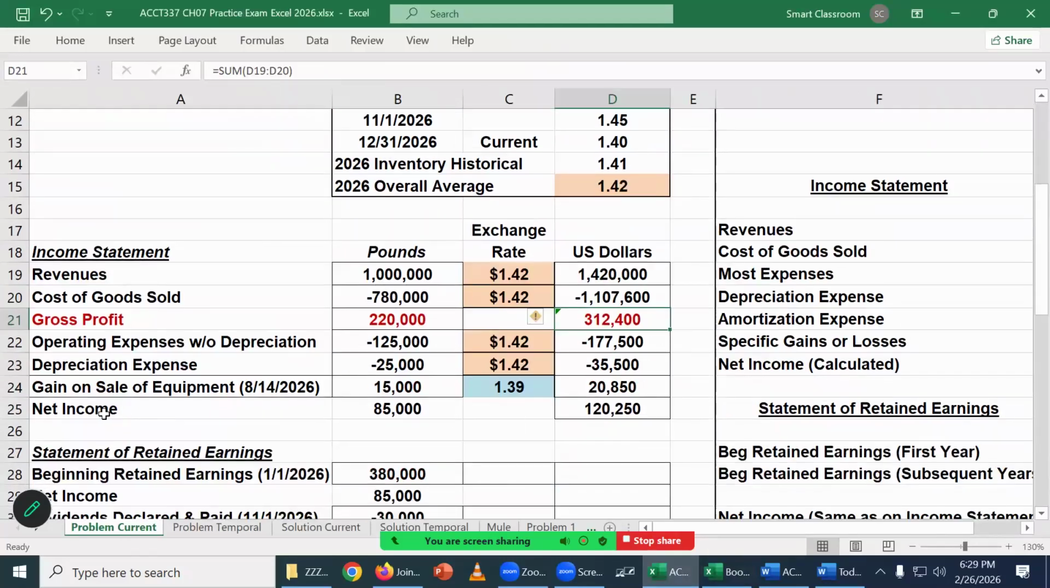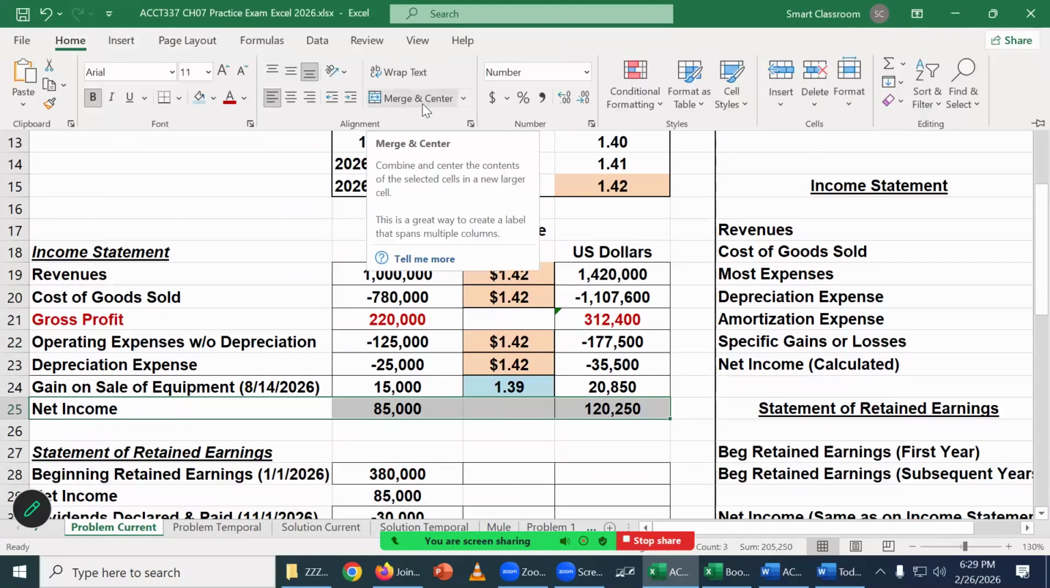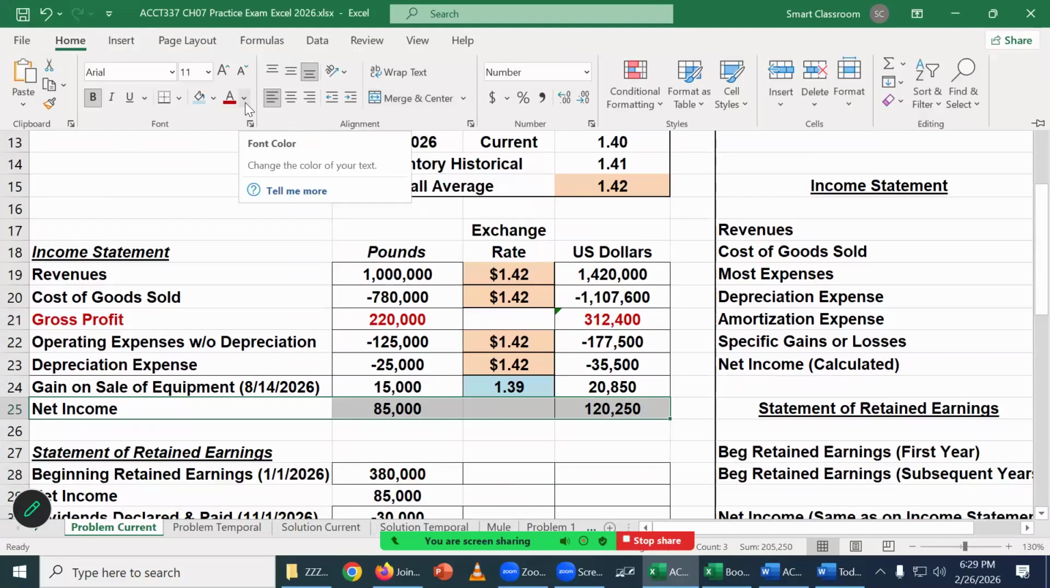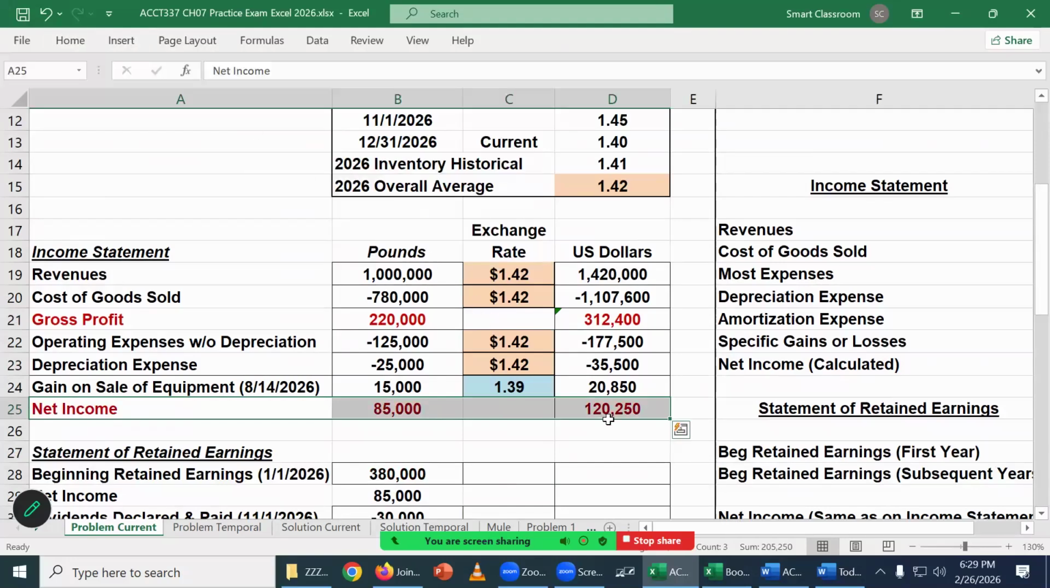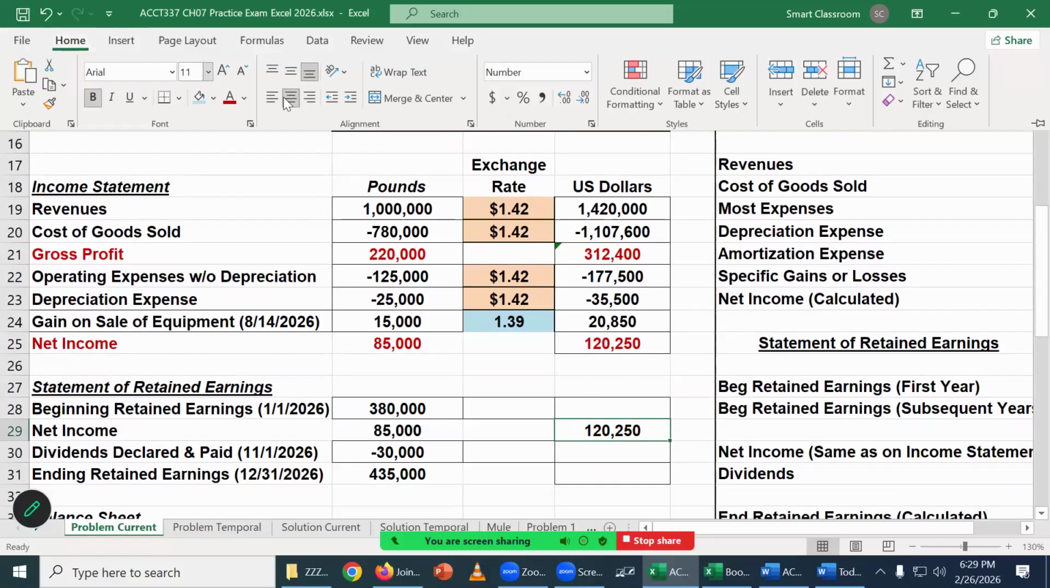Okay, so this will be our net income, and this is a composite because of the gain on equipment. And we're going to transfer that down to here. So that net income is the same as this net income.